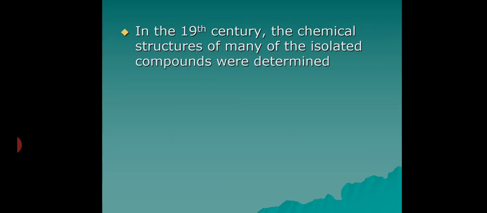In the 19th century, the chemical structures of many of the isolated compounds were determined. Those guys at the end of the 18th century isolated compounds. And in that isolated compound, how it looks structurally, how one can define that particular compound structurally. So elucidating and characterizing the structure, these concepts and research all happened in the 19th century. I mean, the chemical structures of many of the isolated compounds were proven in the 19th century.